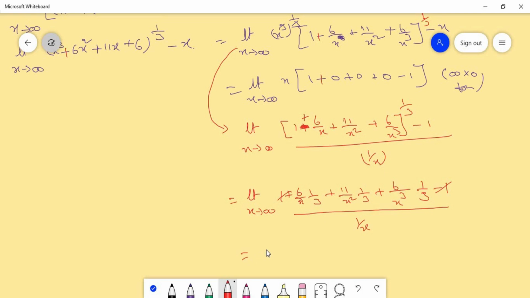Which is equal to taking 1 by x outside. Then I'll do one thing: 1 by x separately, taking limit x tends to infinity. These 3 will cancel 2 times, so 2 by x by 1 by x. Next, the remaining all are getting 0 only. The answer is 2. Okay, thank you.